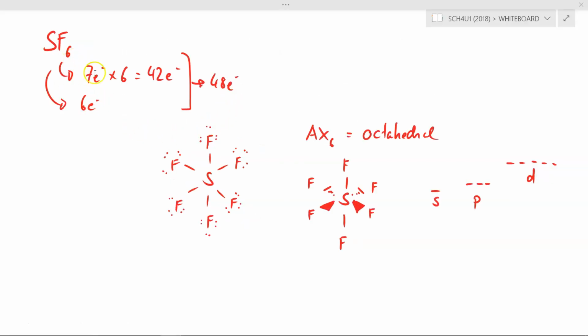Alright, so fluorine has 7 electrons. Since there's 6 of them, that means 42. Sulfur has 6 electrons, so altogether we have 48 electrons. Sulfur has the most number of bonding sites, so I'm going to make that my central atom. Fluorine will be all around it.